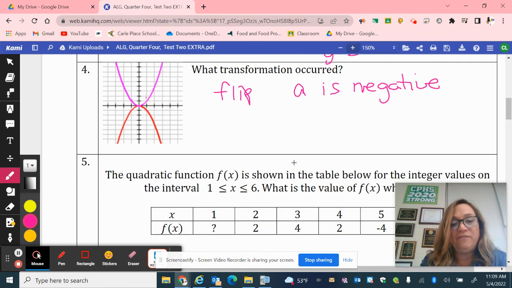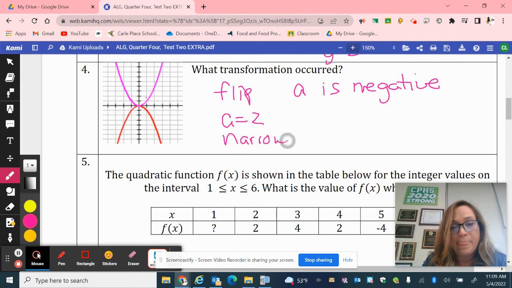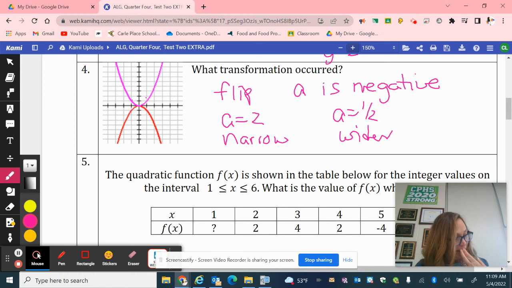So remember that if, like, say a equals 2, that would be narrower. If a equals a half, that would be wider. And just keep that in mind. Okay? So I would call that a flip or reflection over the x-axis.